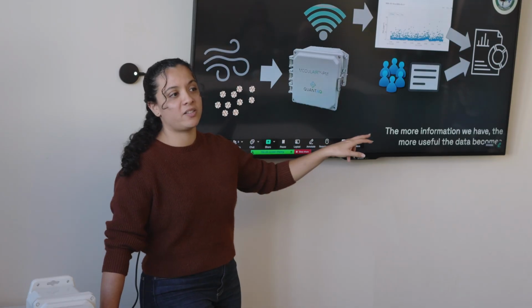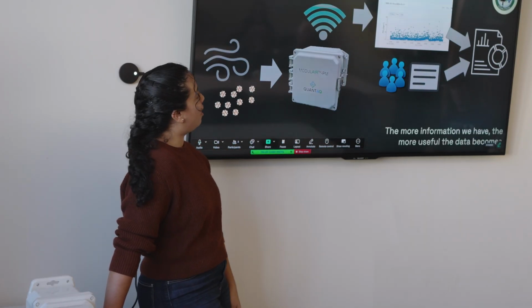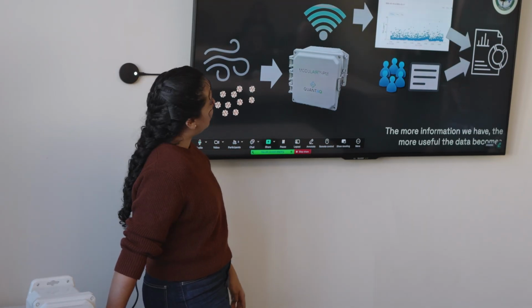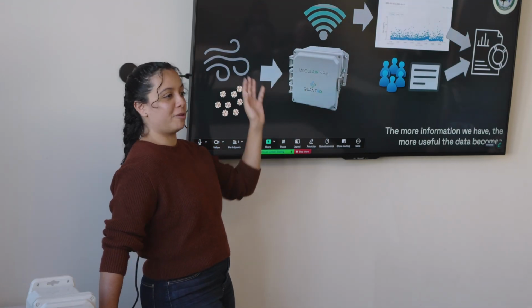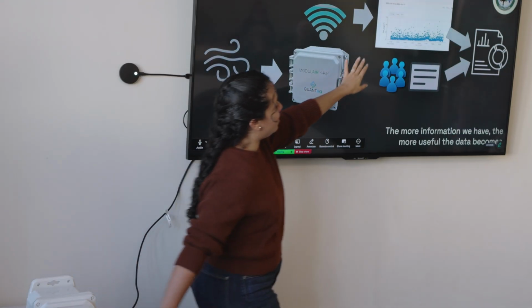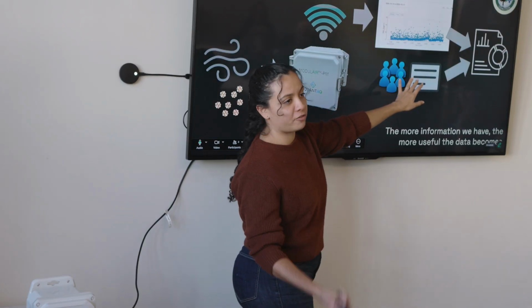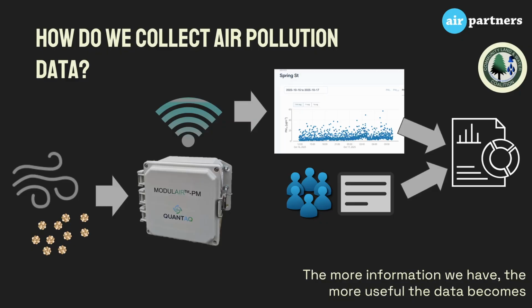The cool thing about these sensors is that they push the data to the cloud using a cellular signal. And at Olin College, our air partners, we can download the data from where we are. And we analyze these data for patterns, and then we combine it. This is the most important part.